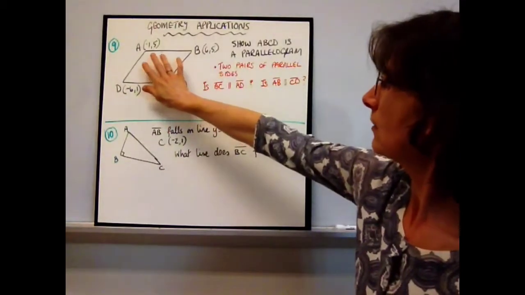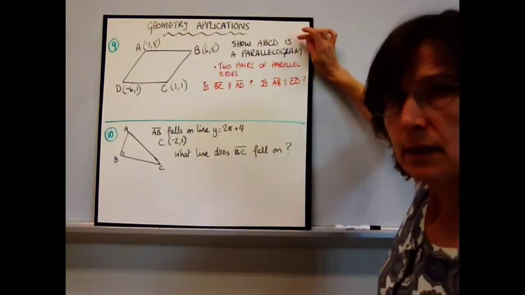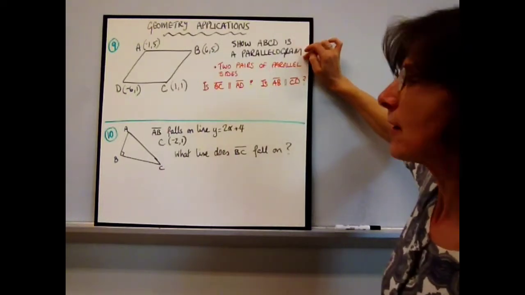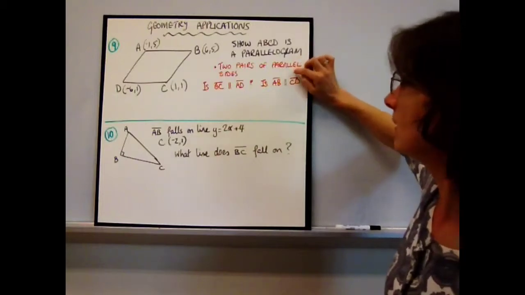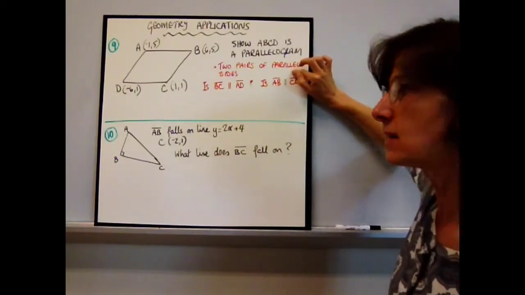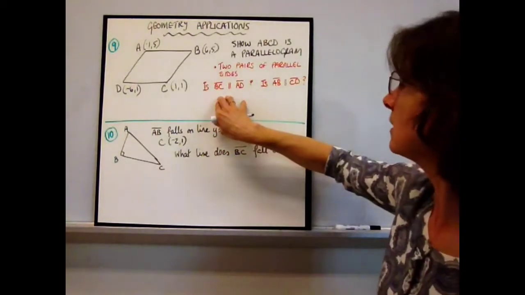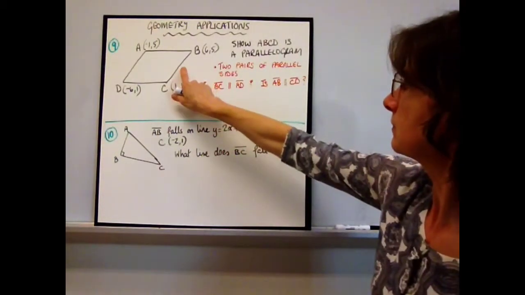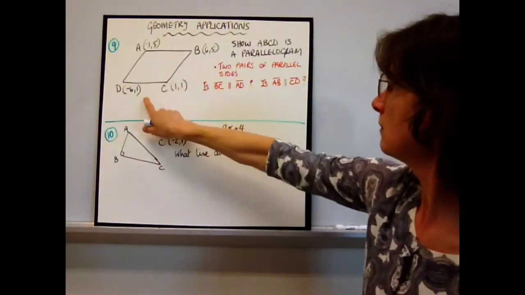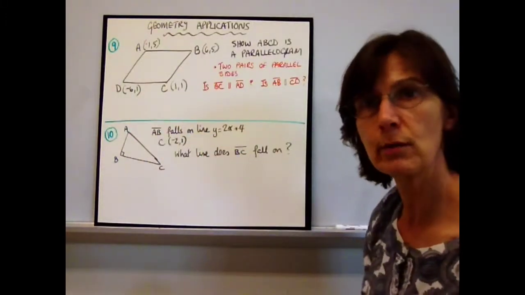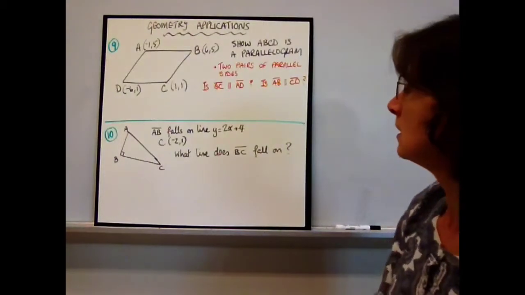We've got a parallelogram, ABCD, we've got its coordinates, and it says, please show that ABCD is a parallelogram. Well, a critical thing that you have to know is that a parallelogram has two pairs of parallel sides. So the question I've put, kind of summarising to myself, is segment BC parallel to segment AD, and is segment AB parallel to segment CD? Because if we can prove that, we've proved two pairs of parallel sides, and therefore we've proved a parallelogram.